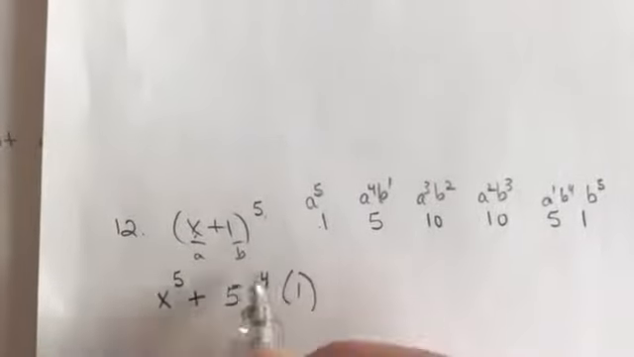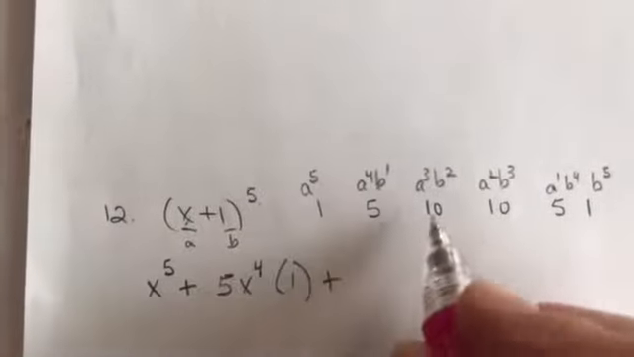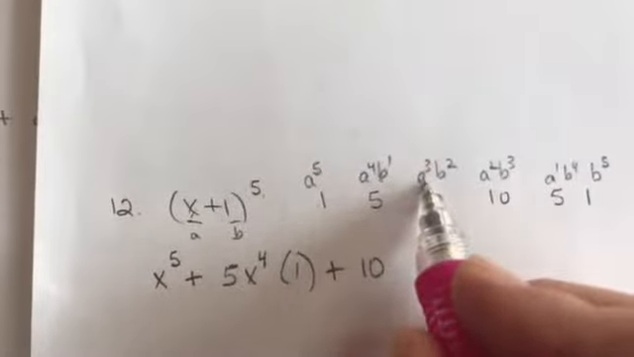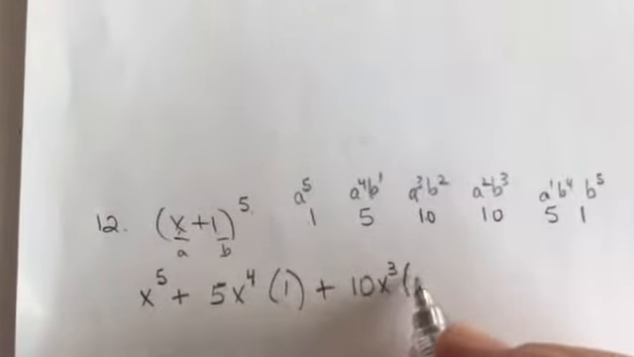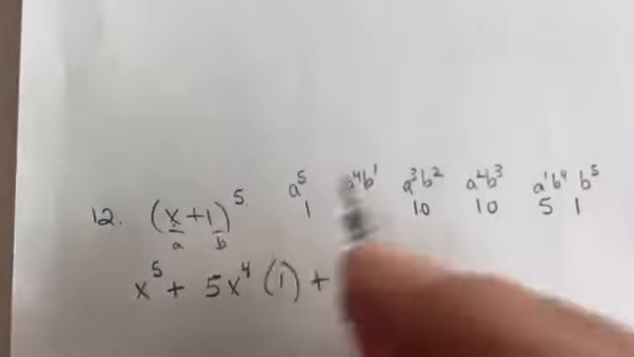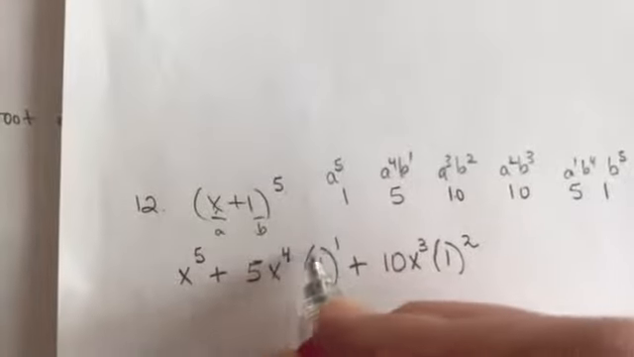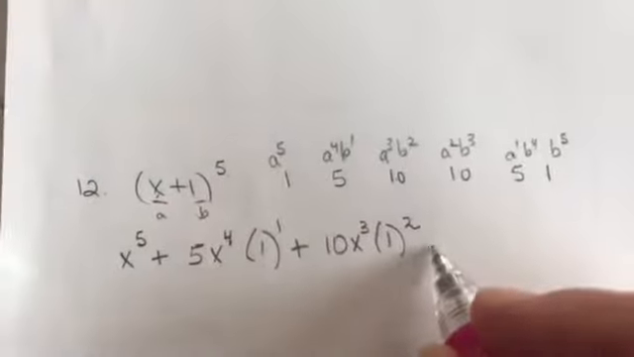Now, this is really boring because it's just a 1, but to show my work, I'm going to put it in. Okay, now for my third term, it starts with a 10, and then I'm going to take my first term to the 3rd power. So it's going to be x to the 3rd. I'm going to take my b to the 2nd power. Do you see how my exponents are adding up to 5? 3 plus 2 is 5. So I can keep double checking myself.